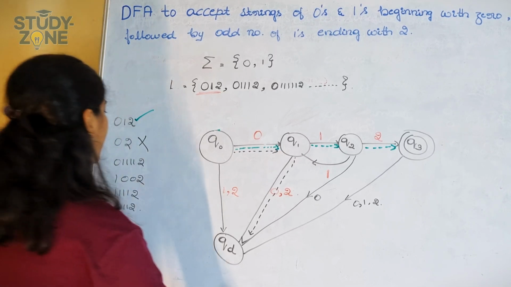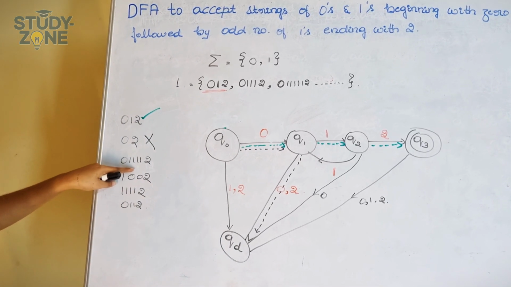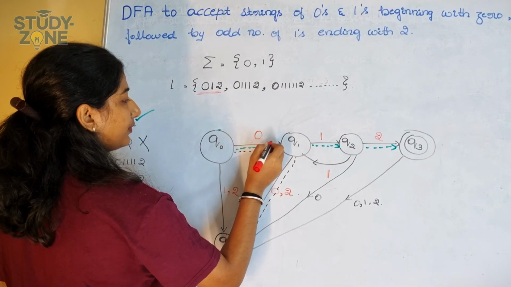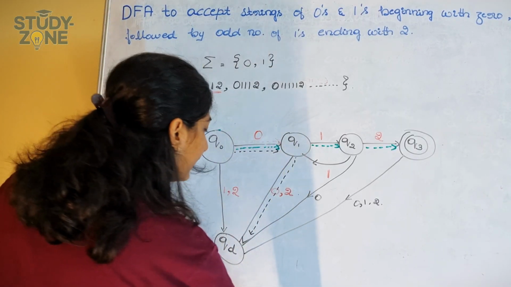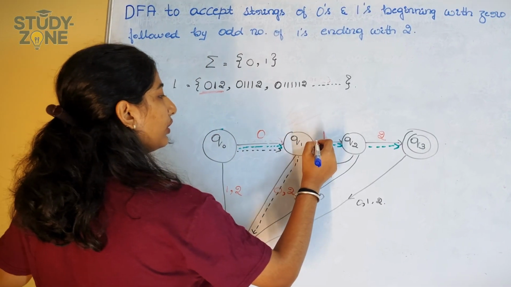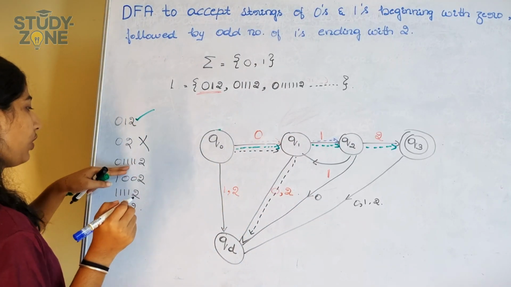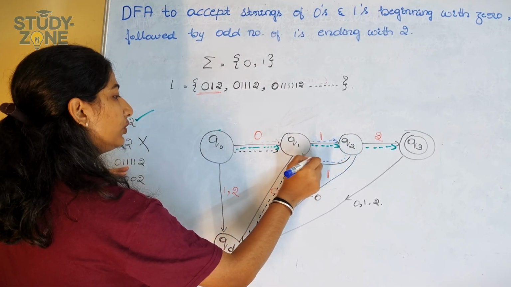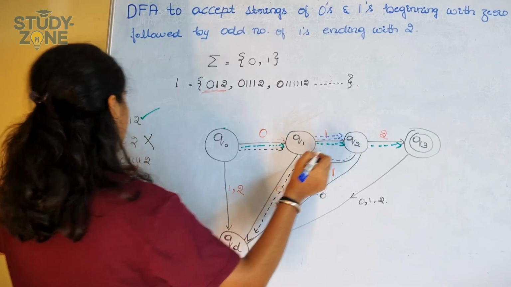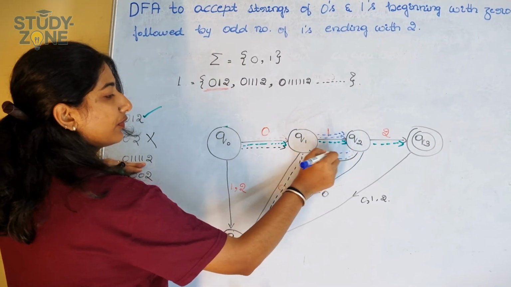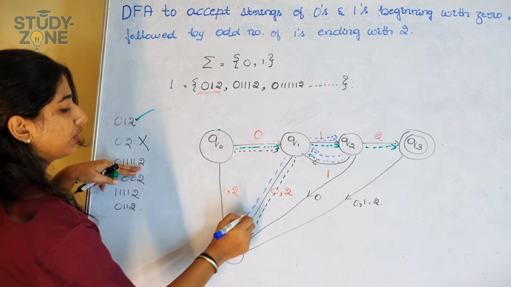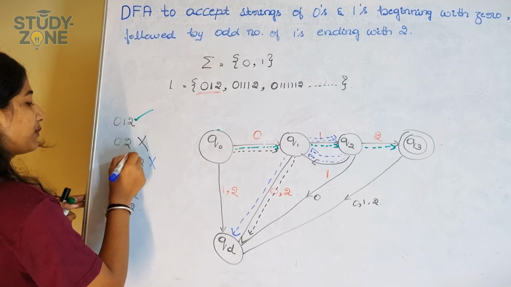Okay. Now we have 0, 4 number of 1 and 2. So let's check this one. Q0 on 0 moving to Q1 and then Q1 on 1 moving to Q2 and Q2 on 1 moving back to Q1 and Q1 on 1 moving to Q2 again and Q2 on one more 1 moving to Q1 and then here Q1 on 2 moving to dead state. So this one is also not getting accepted because we have even number of ones here.